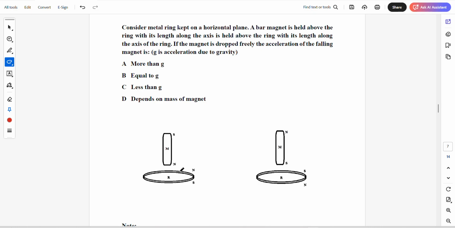What happens here? With the north pole approaching, there will be an induced current. Understood? There will be an induced current. What happens? The direction of current will be, in case of the north pole, anti-clockwise direction like this. There will be induced current. Understood? There will be induced current here. Right?